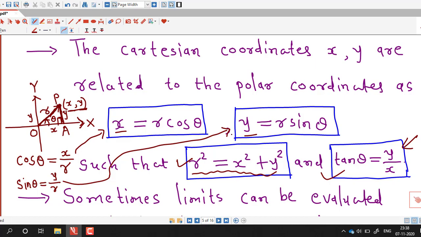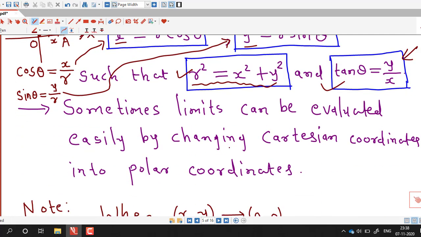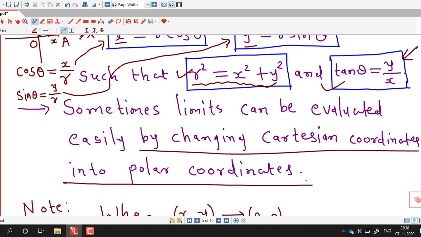So sometimes if we are not comfortable with Cartesian coordinates, then we can convert Cartesian coordinates into polar coordinates using these two relations, and we can sometimes easily find the limits using polar coordinates. So that will depend on the given problem whether we have to use Cartesian or polar coordinates. But sometimes a limit can be evaluated easily by changing Cartesian coordinates into polar coordinates.